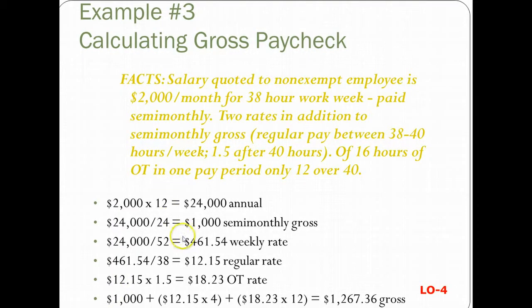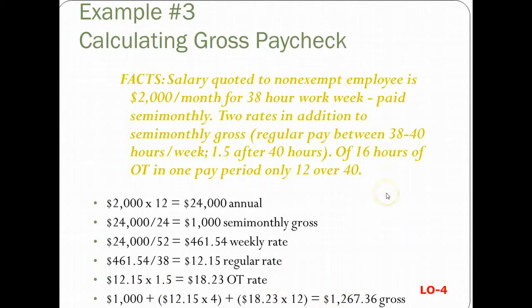So you take your 1,000 for the monthly regular, plus the extra 4 hours, because they worked between 38 and 40. They had 16 hours of overtime, but 4 of it was still between the 38 and 40 hours. So that gets paid at the regular rate, and then the overtime rate is for the 12 that were over 40. So there's your gross.